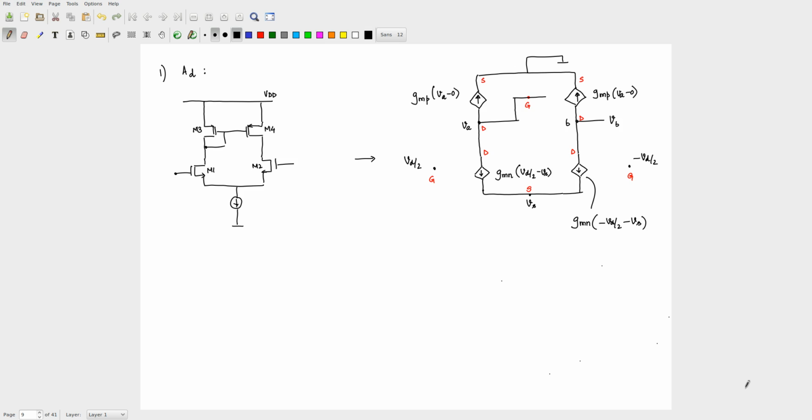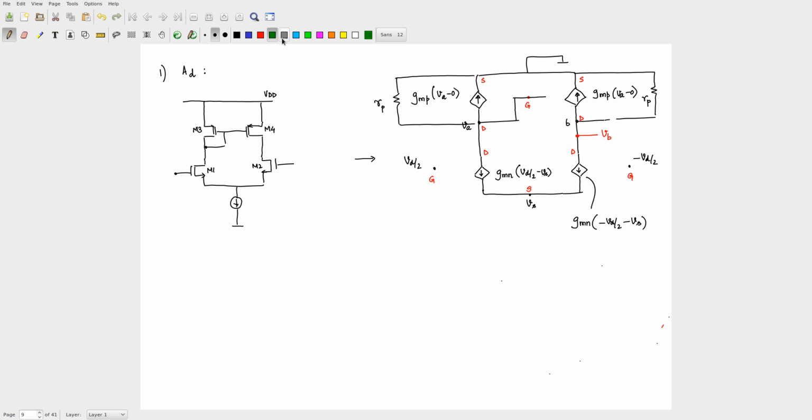Have I missed something? Yes, indeed, I have missed the resistors that I wanted to add. So I have a resistor here which is RP, and I have another resistor here which is again RP. Just to be clear, my output voltage is there. Now how do I calculate what VB is?